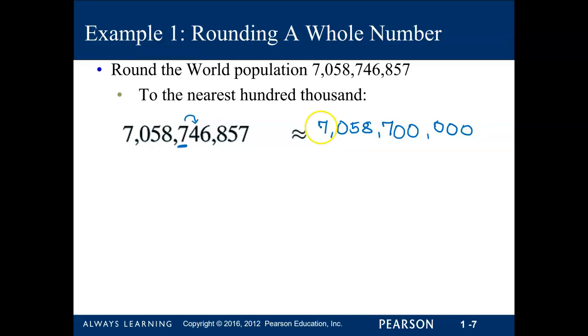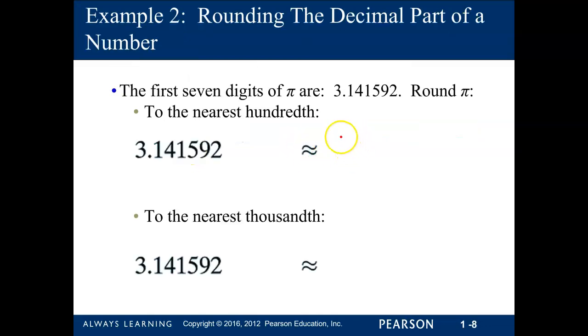So always remember, you make sure that you understand and reflect on what place value was being used. All right? And make sure that you identify that place value. And after that, you take a look at the digit on its right and determine if the digit in the given place value will be kept as it is or if it will increase by 1. All right? So let's have this next example.